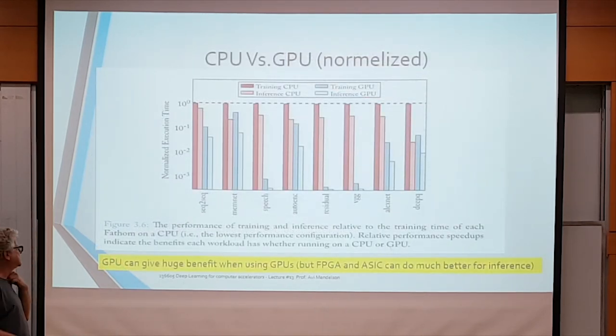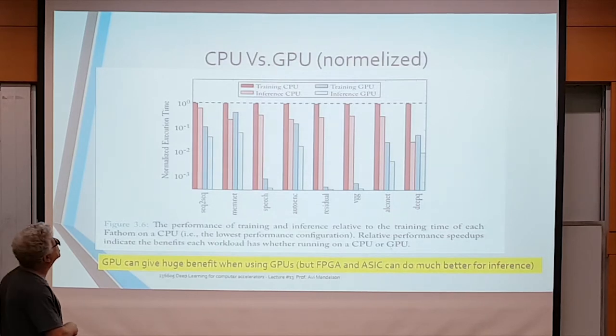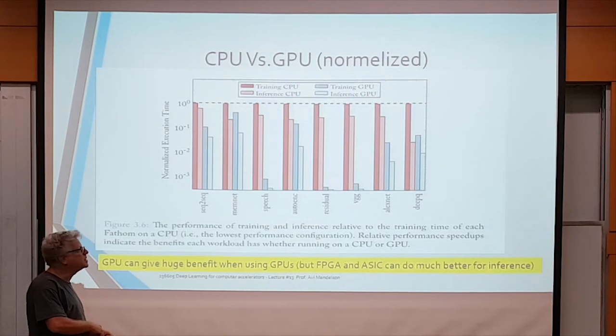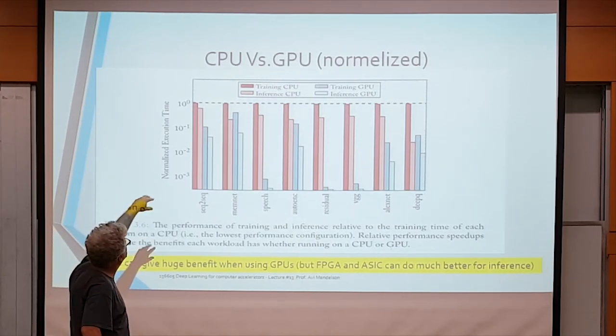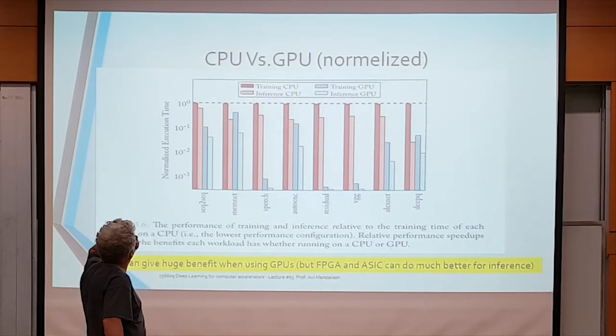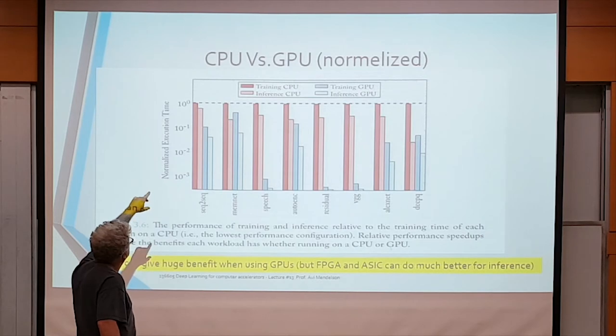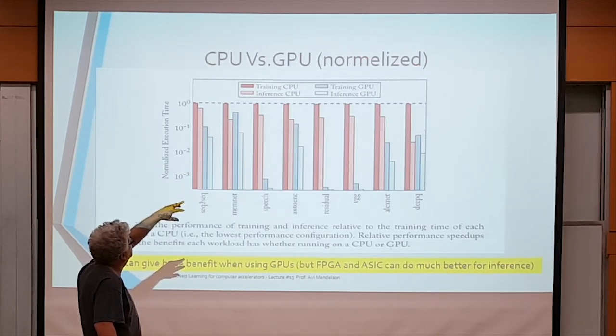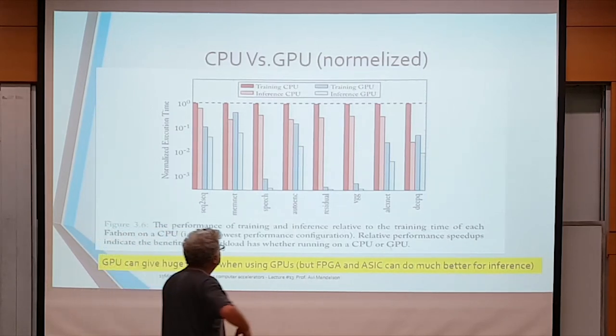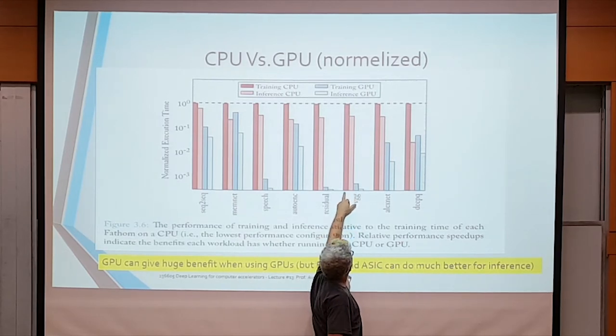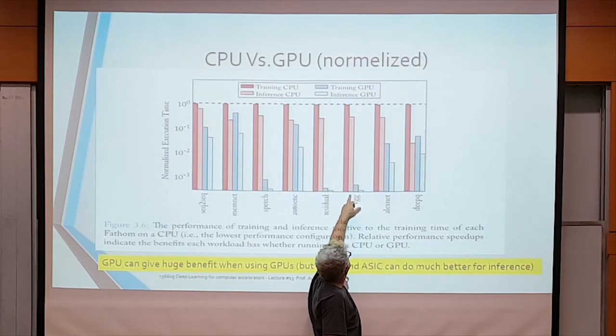Just to compare, this is research that was done, I can't recall where. Anyhow, I should put the reference here, sorry. This is work that compared CPUs versus GPUs, normalized. Look at the differences: we have the training and the inference on the CPU, and then we have the blue and light blue, or red and light red, which are on the GPU. If you look, for example, at VGG, you see these are the differences between the red and the blue, or the light red, the pink, and the light blue.